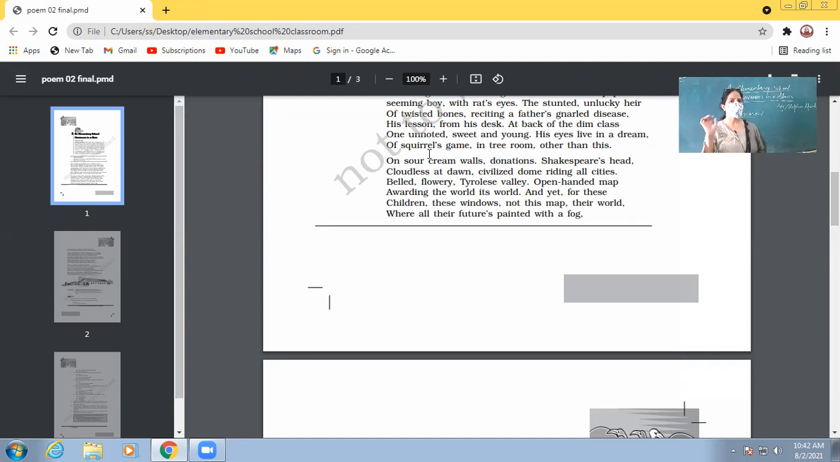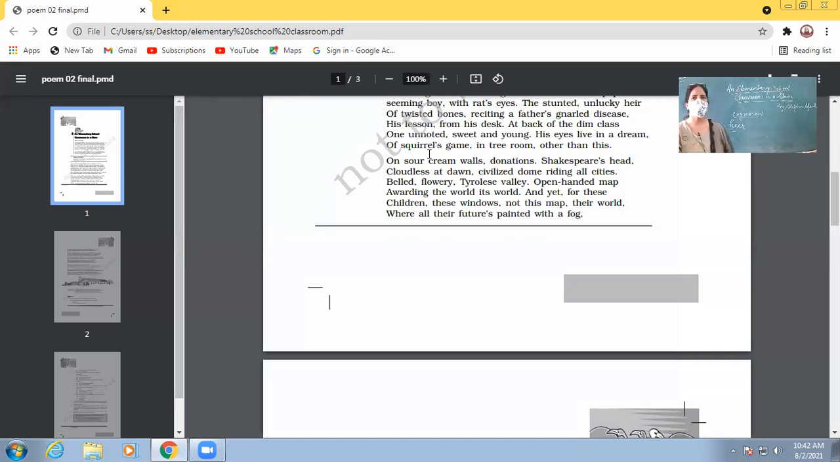Okay, so the poet says, "on sour cream walls, donations." The walls of the classroom are distastefully done. What do you mean by distastefully? Like you feel like vomiting when you look at the color of that wall. They're so dirty. But here you don't write the word like this. Meaning is the color of the wall has got faded. And on those faded walls, the authorities have put up a list of the people who might have donated for this class.